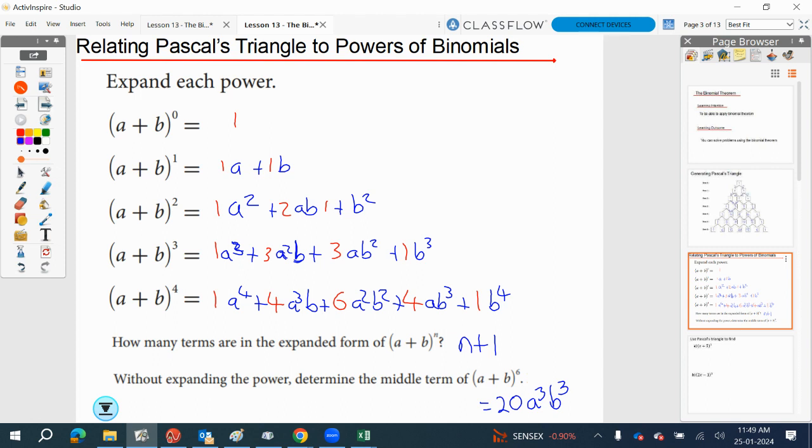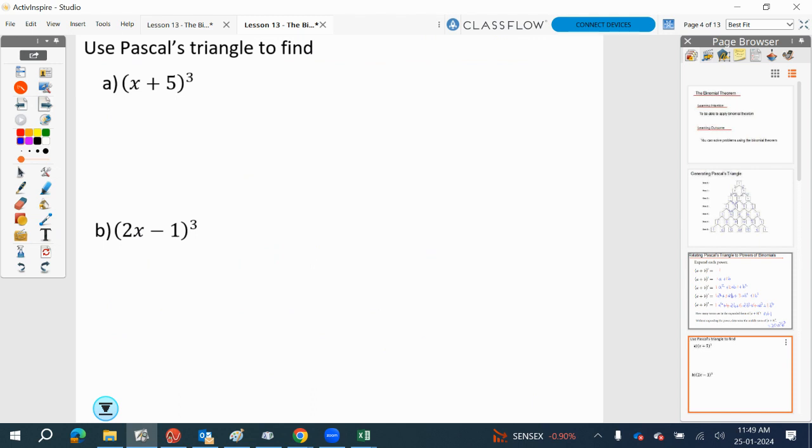Oh yeah, what is the middle term? Different question. You get a different question. All right. So we're going to use Pascal's triangle to find the one. Let me show you the first one.